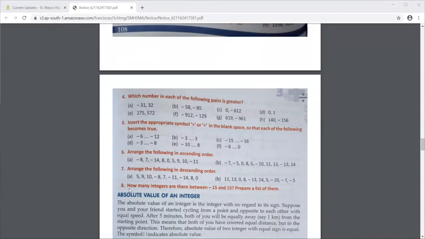And the last question. How many integers are there between minus 15 and 15? Prepare a list of them. Means you simply have to write all the integers that fall between minus 15 and 15. So you don't write minus 15 and you don't write this 15. You have to make a list of all the numbers that come in between, and you have to tell how many numbers came in your answer. So how many integers are there in between? That's what you have to do.